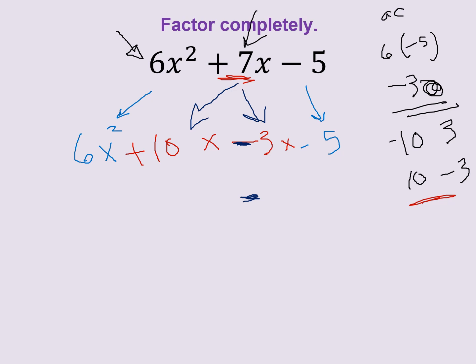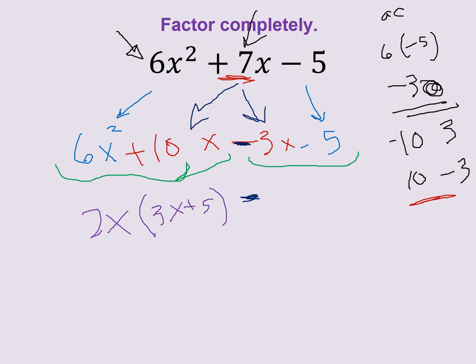We'll get to that. So now what we're going to do is look at the first half, all the way over here to the x, and look at the second half. So I'm going to factor the first half. What does 6x squared and 10x have in common? They have 2x in common. When I factor out a 2x, I get 3x plus 5. Then I look at 3x minus 5.